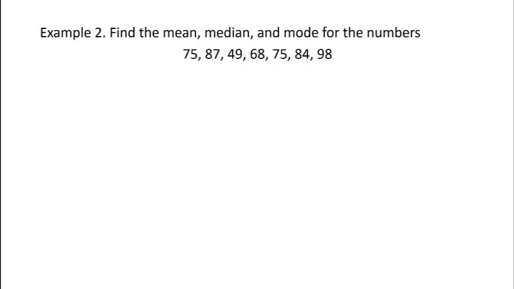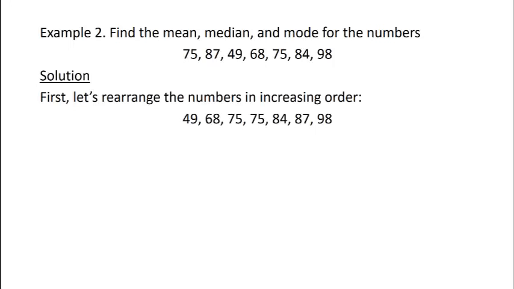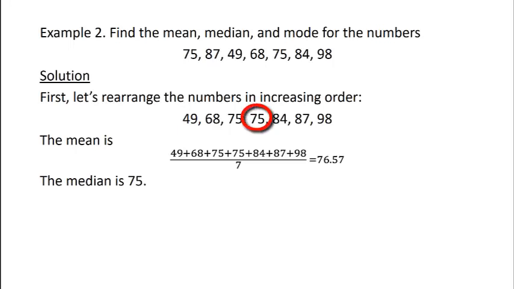Here's another example for you to try. If you're unfamiliar with mean, median, and mode, you may want to pause the video and try this one on your own before I reveal the answers. You'll first rearrange the numbers in increasing order. The mean for this set would be 76.57. The median would be the single number in the middle, 75. And the mode would also be 75, since it's the value most common on our list.